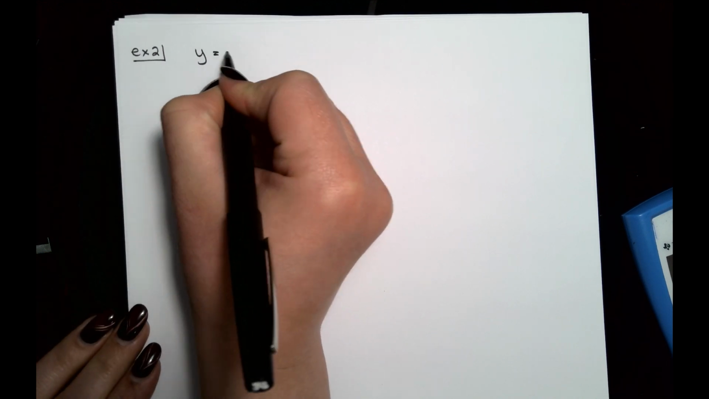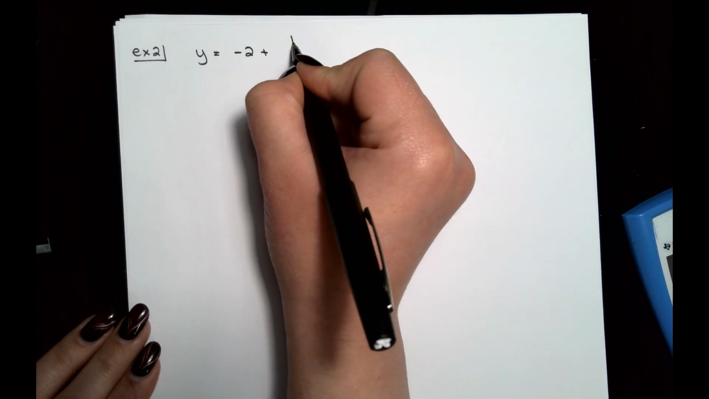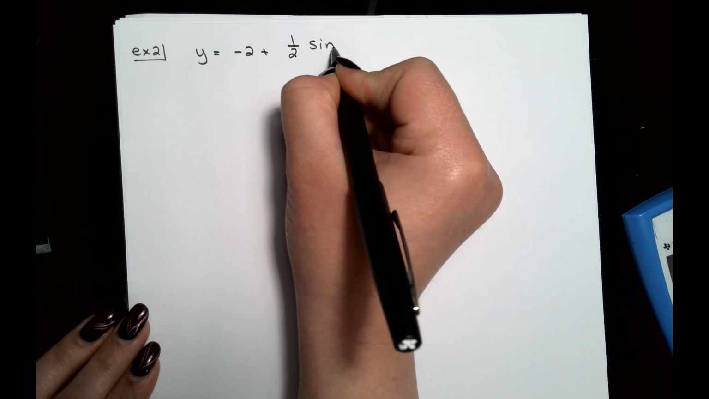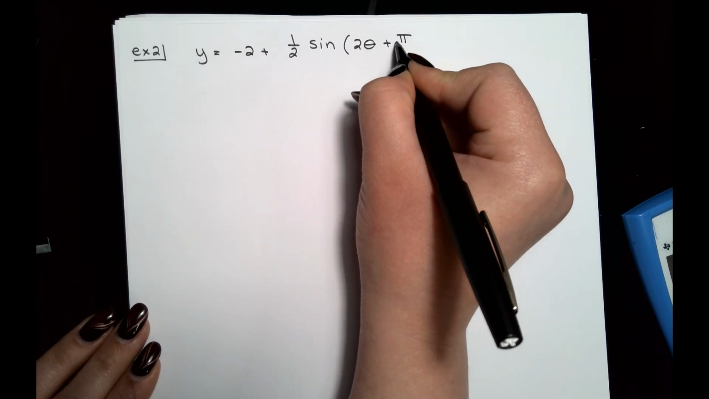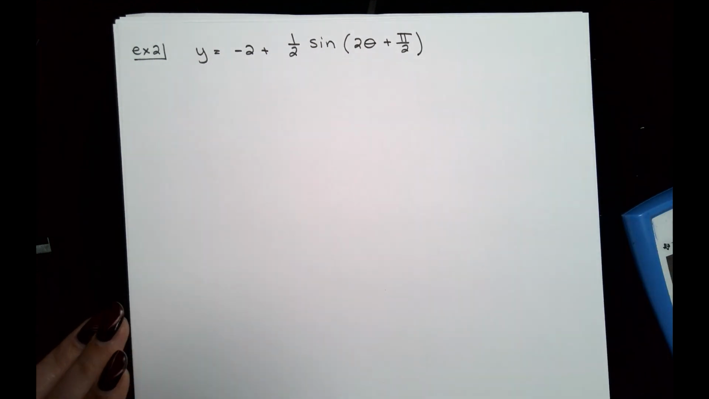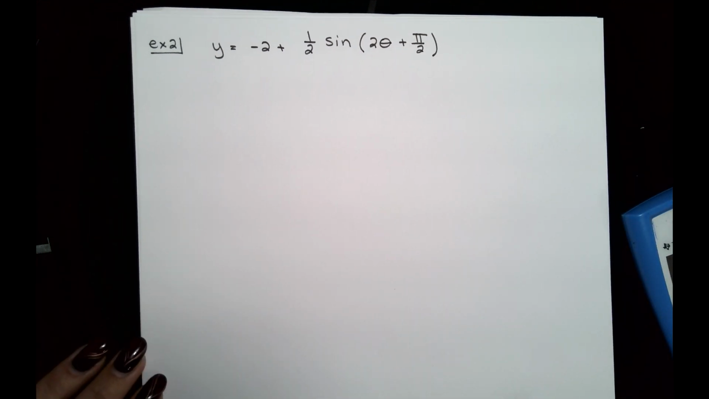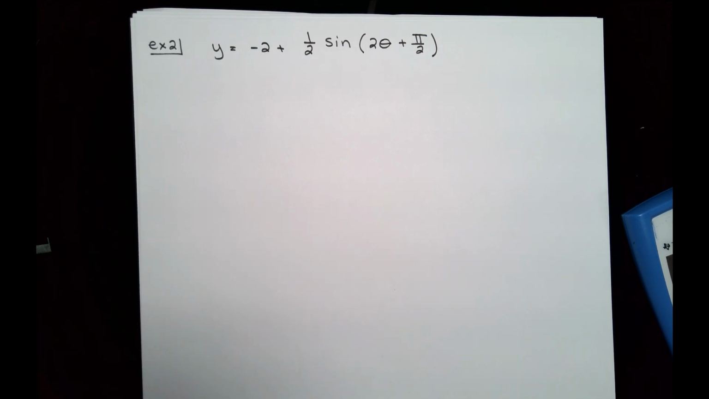Let's do another example. Example 2. Y is equal to negative 2 plus 1/2 sine of 2 theta plus pi halves. Two things here that I personally have issue with. The theta, I don't like theta. I will be changing that to x. Once you make the change, don't change back. Just make the change and stick to x if that's what you choose.